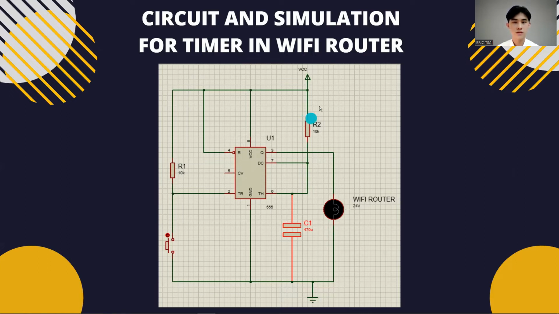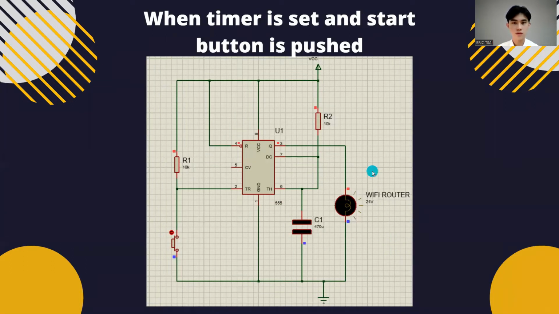DE2000-78. So, as you can see, this is the circuit for our timer device in the Wi-Fi router. We indicate the lamp bulb as the Wi-Fi router, and we use an IC555 timer to set the time for the Wi-Fi router, and the push button to start the device. When we have already set the time in the timer and we push the push button, the Wi-Fi router will turn on.